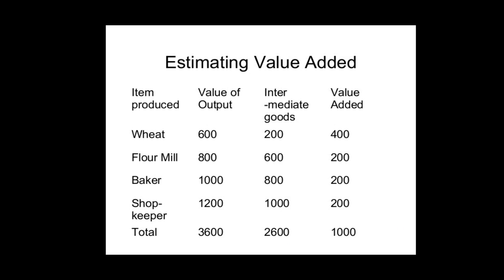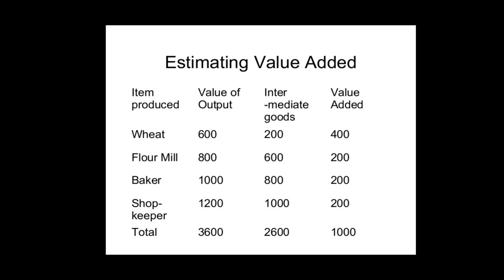After that, the flour miller buys wheat from the farmer for rupees 600. For the miller, wheat is an intermediate good. The flour miller converts wheat into flour and sells flour to the baker for rupees 800. Value added by the flour mill is therefore equal to rupees 800 minus rupees 600, which is equal to rupees 200.